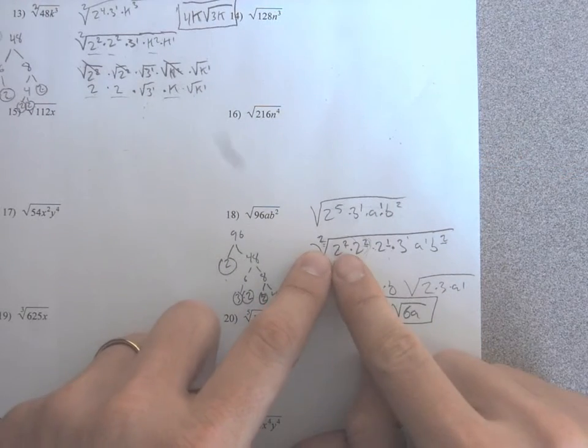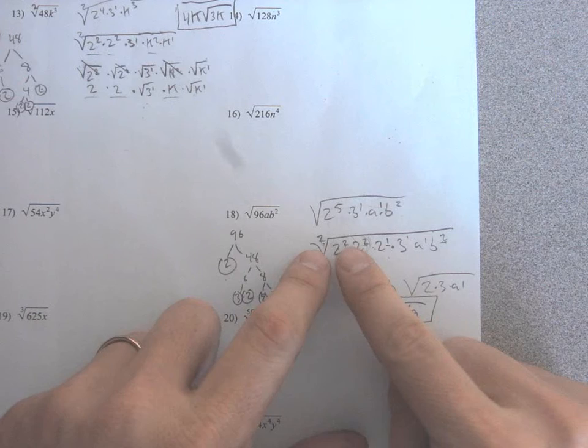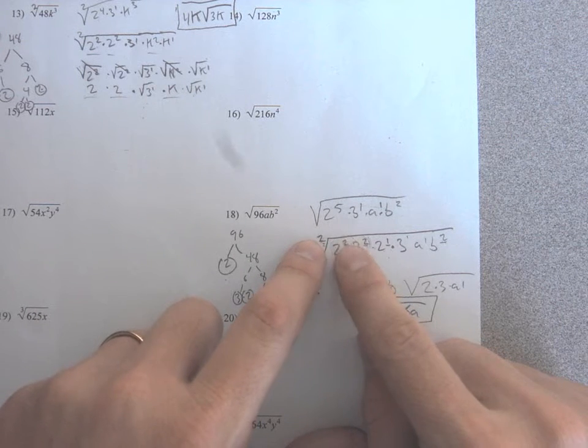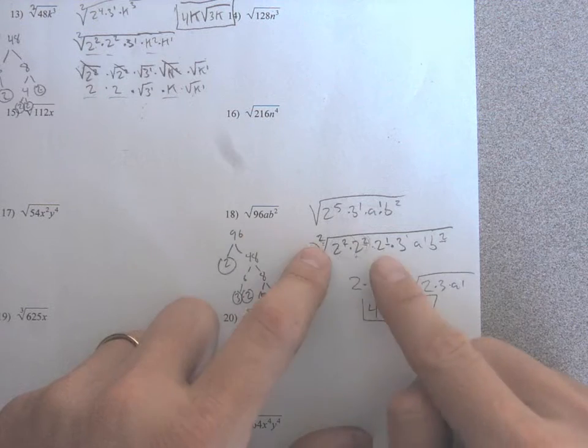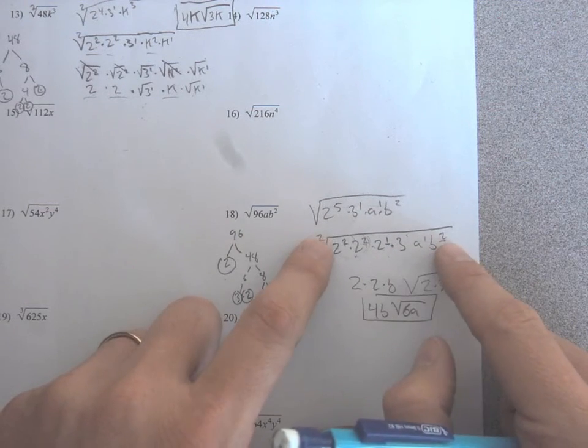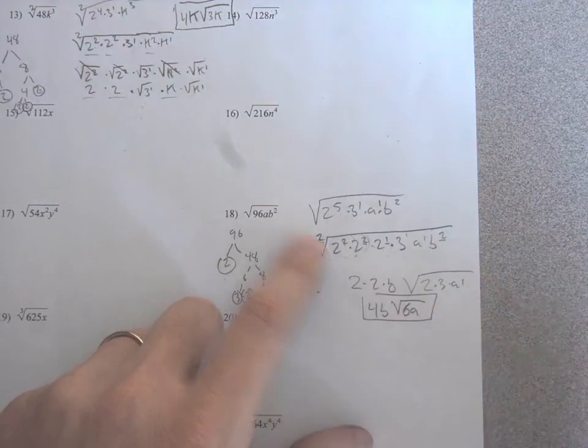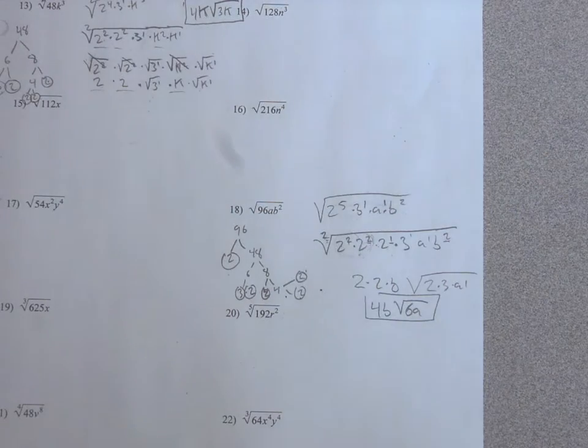But at this point, I'm just looking for my powers of 2, and I'll think in my mind, okay, that root and that power are going to cancel. It gives me a 2. That root and that power are going to cancel. It gives me a 2. That root and that power are going to cancel. It gives me a b. And then just leave everything else.